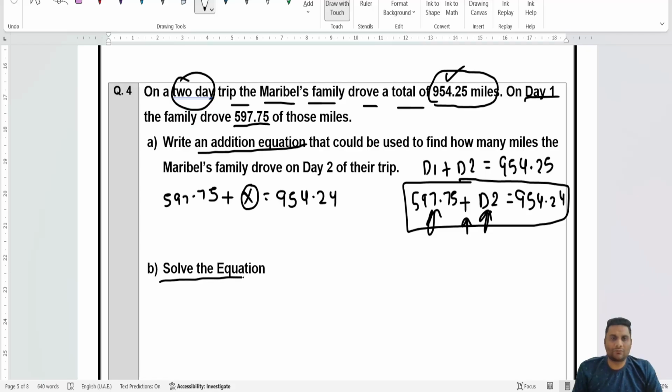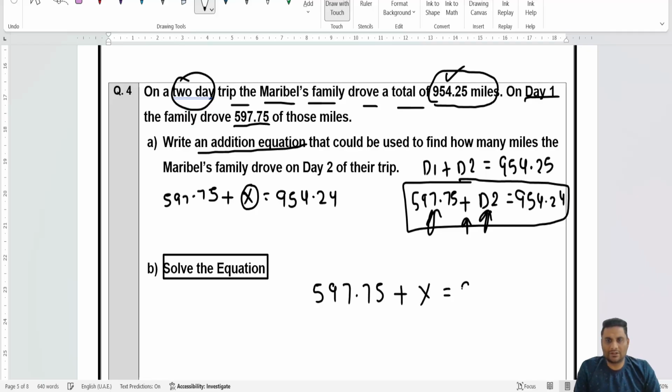Question 4 part B. Solve the equation. Solve means find the variable. So we have to solve it now. 597.75 plus x equals 954. Oh sorry, this is 25.